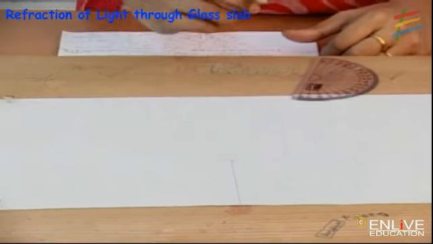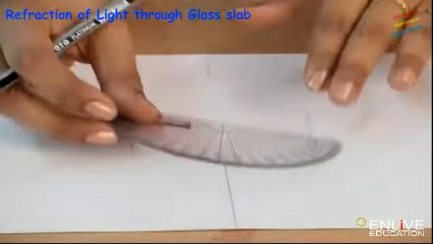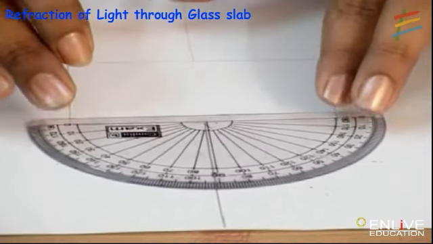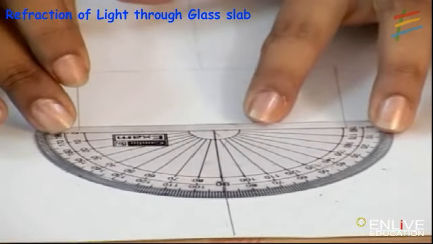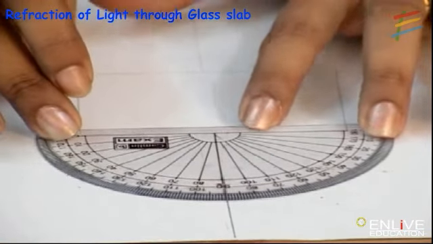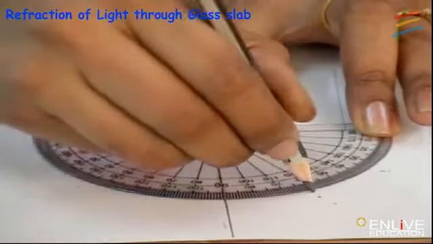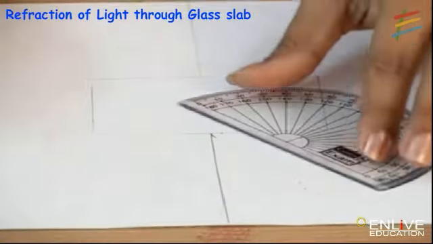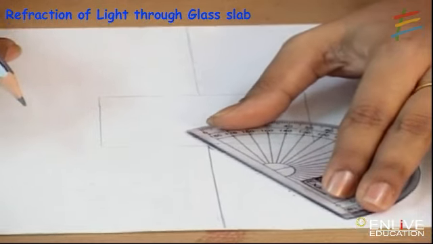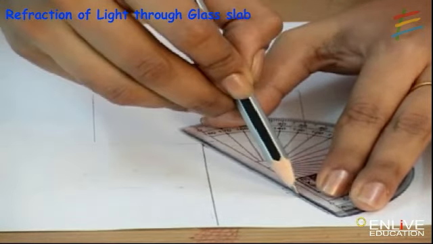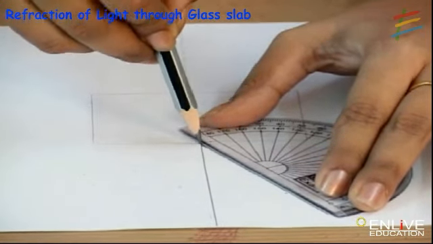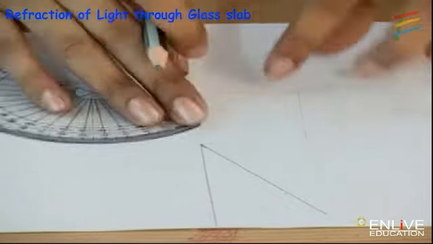This is the arrangement that will be observed. Then, with the help of a protractor, we will mark approximately 30 degrees angle from the normal and join it to the normal and the boundary of the glass slab.